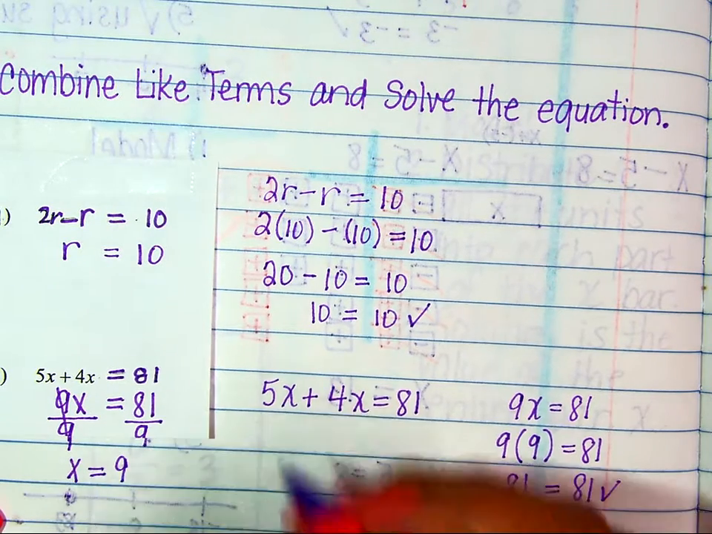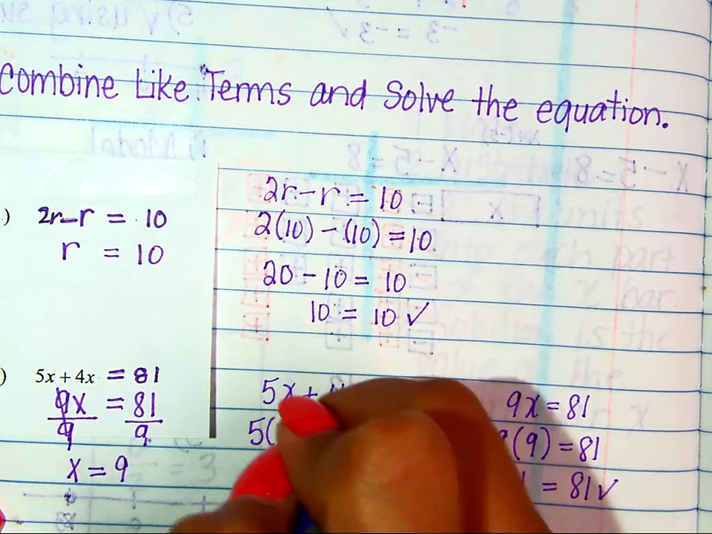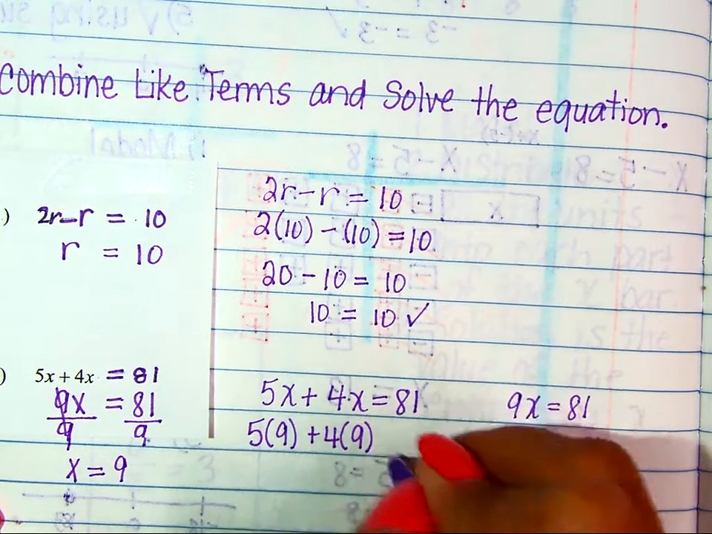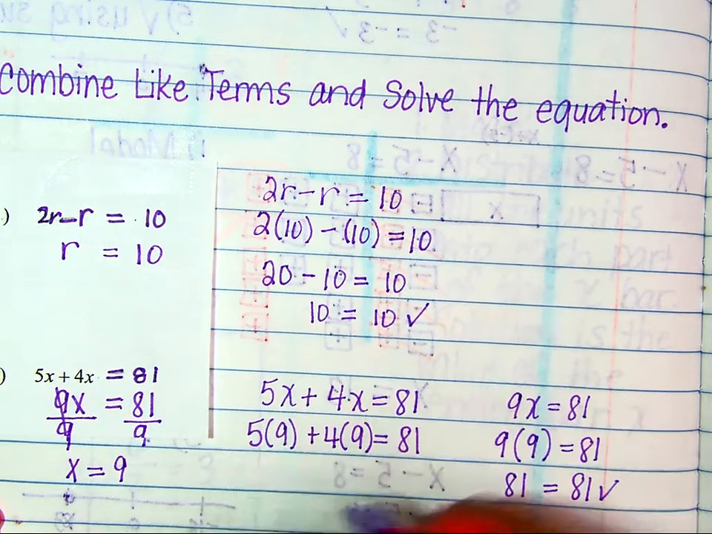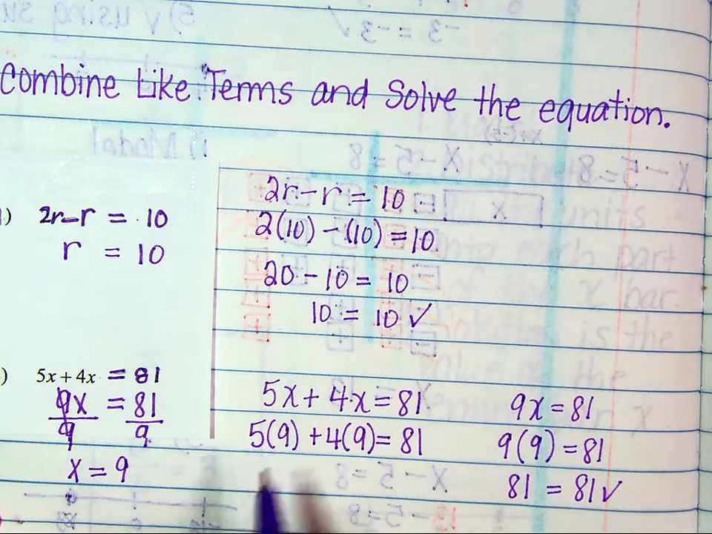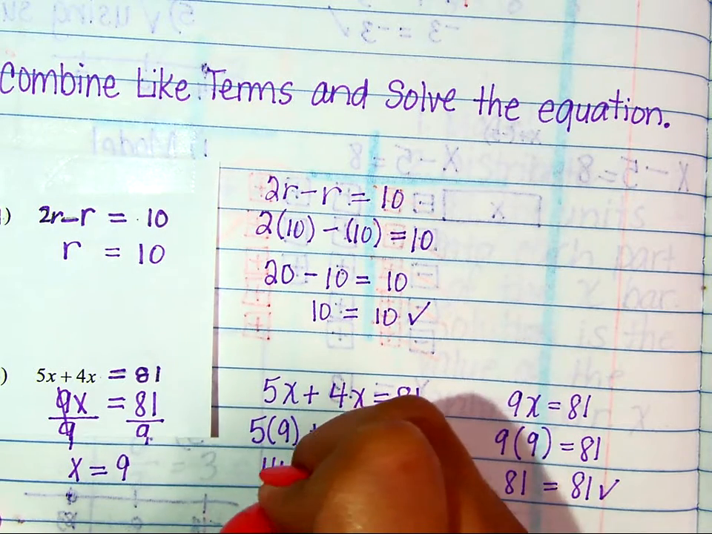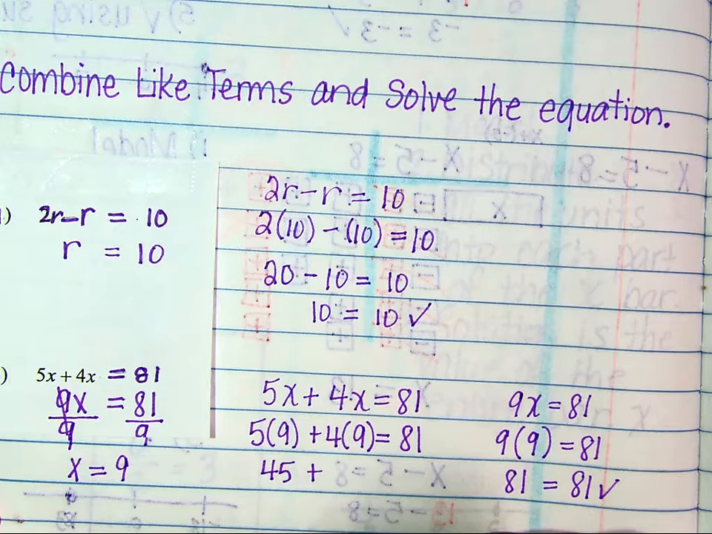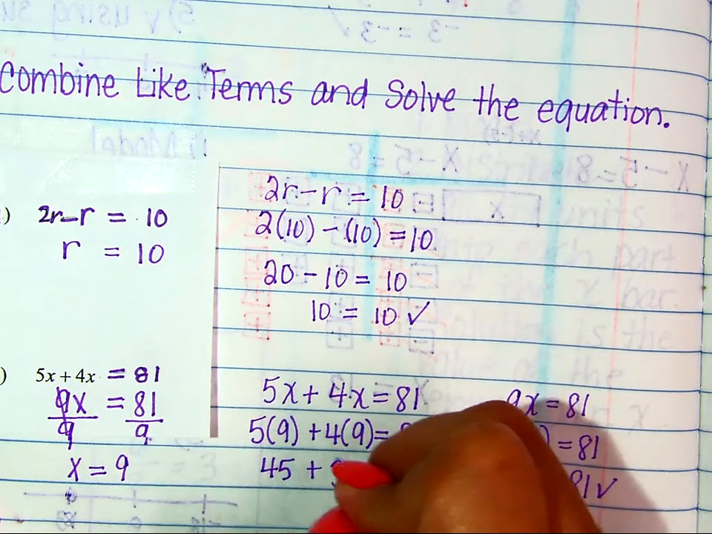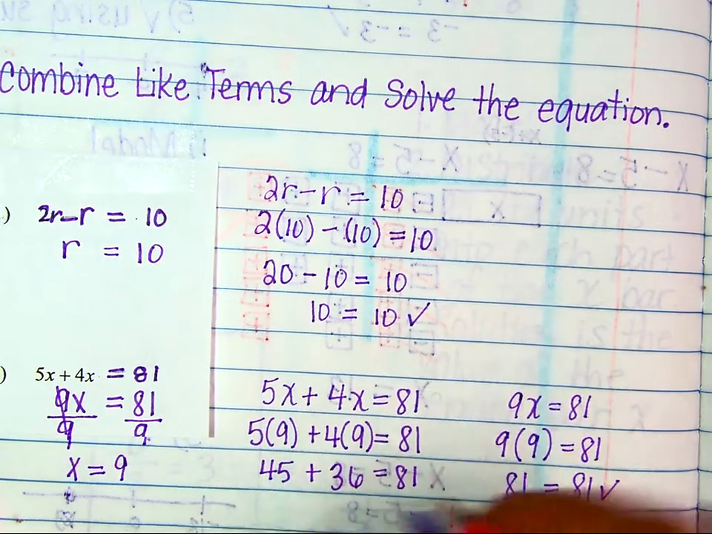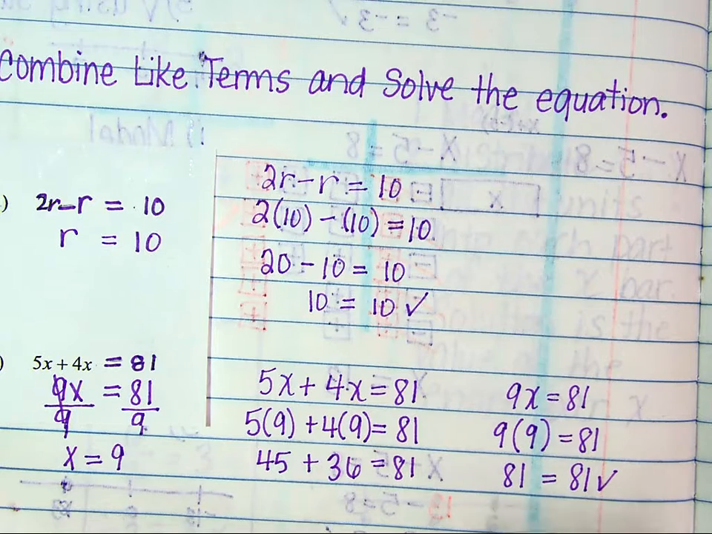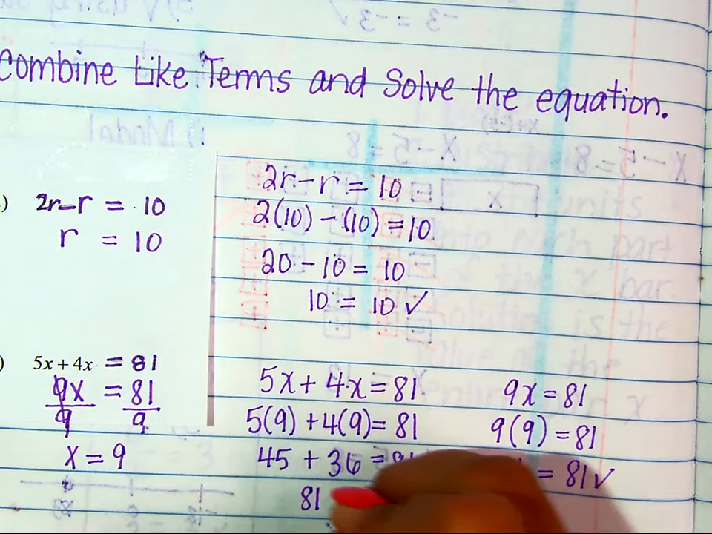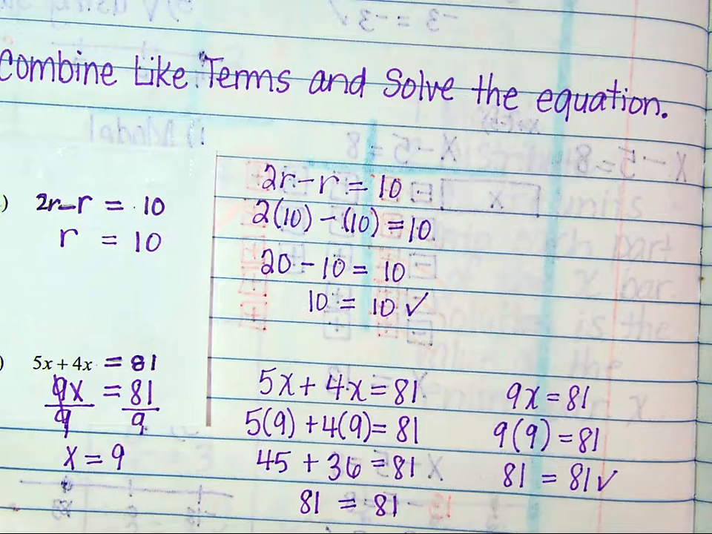Okay. We could also put it here. We could have 5 times 9 plus 4 times 9, and we'll see if that equals 81. What is 5 times 9? 45. And what is 4 times 9? 36. When I add these two values, 45 plus 36 does give me 81. Therefore, our solution checks out.